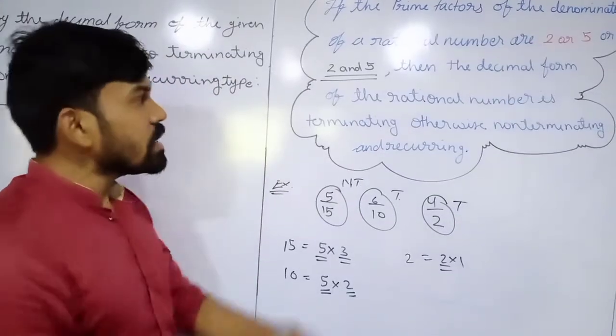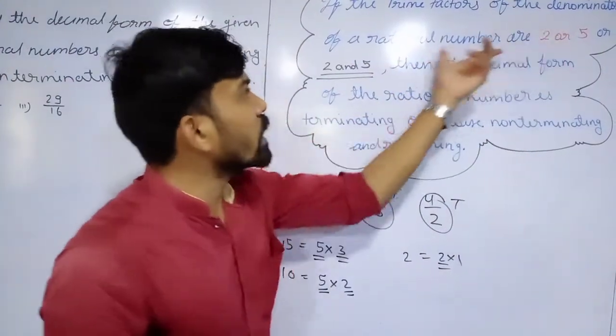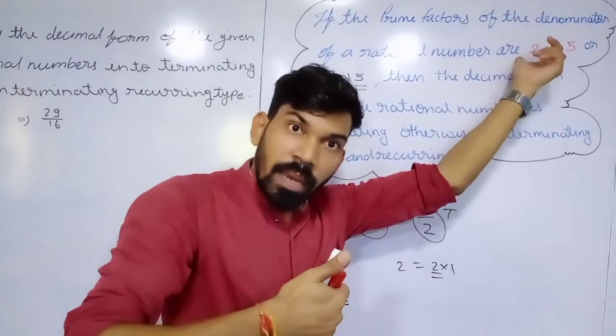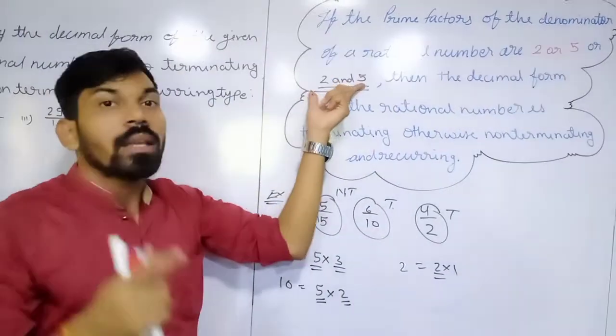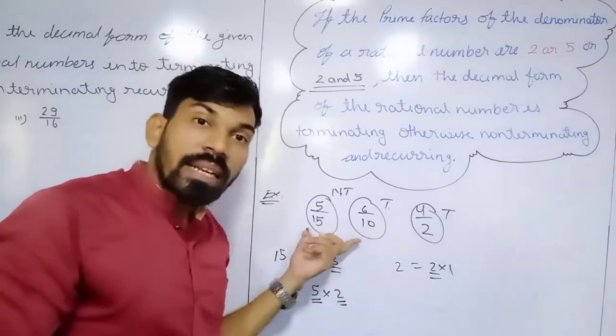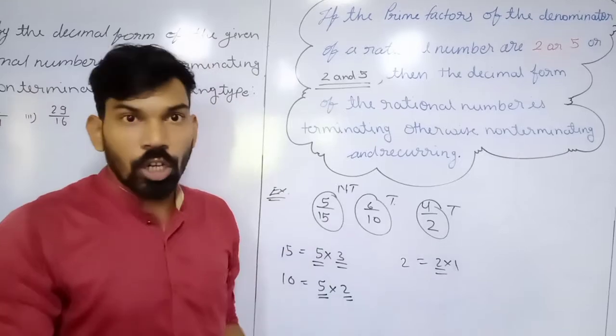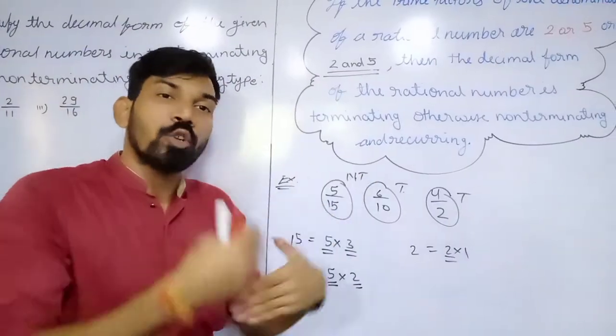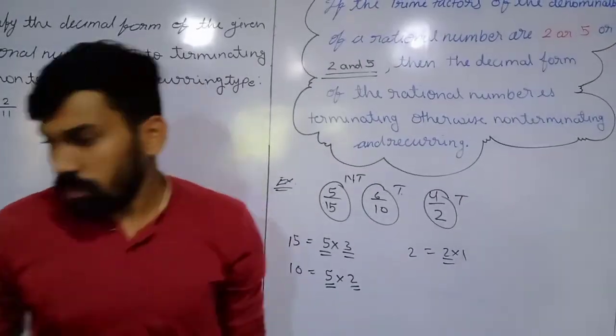Clear? If the prime factor of the denominator is 2 or 5, out of these two, if we have any one or both, then only we can say that the rational numbers are terminating. If we have 2 and 5, terminating; other than 2 and 5, non-terminating.